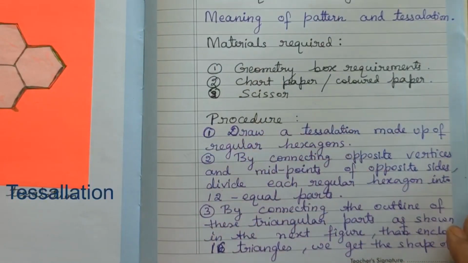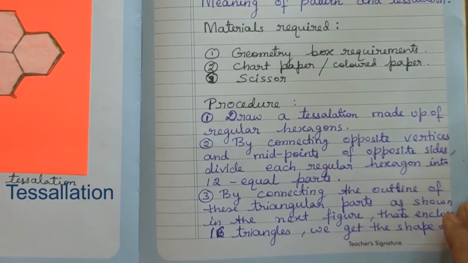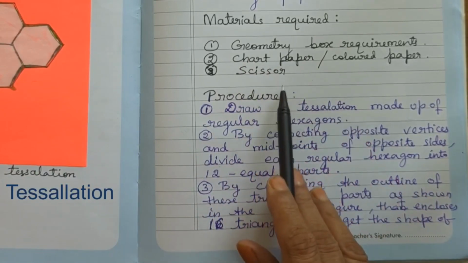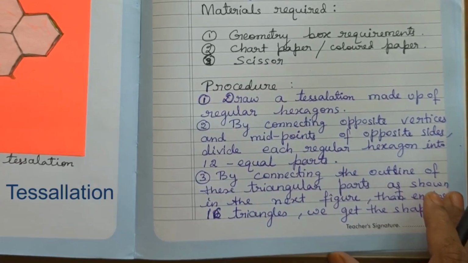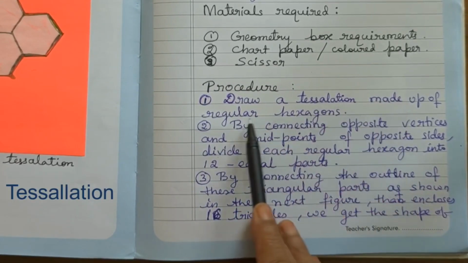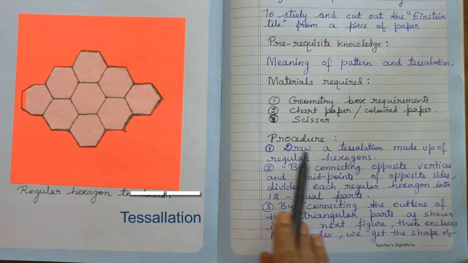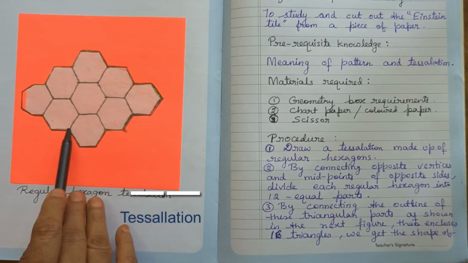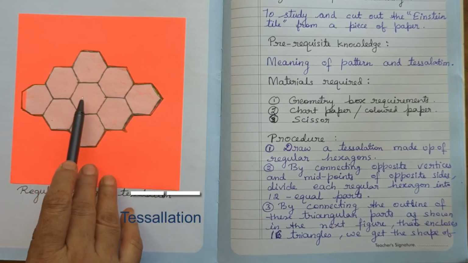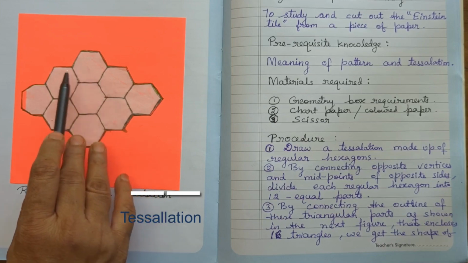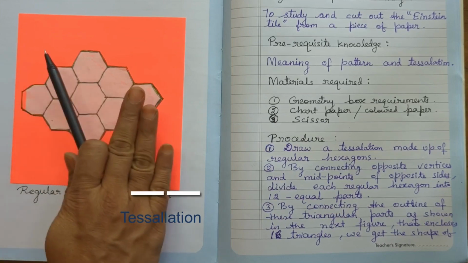What are the materials required? Materials required are the student's geometry box, chart paper, colored paper, scissors and glue. What is the procedure? First we have to draw a tessellation made up of regular hexagons, so that we have to show on the white paper. So this is a tessellation that is made out of regular hexagons. So this is a regular hexagon, and each regular hexagon is connected to six others so that a flat surface is formed.